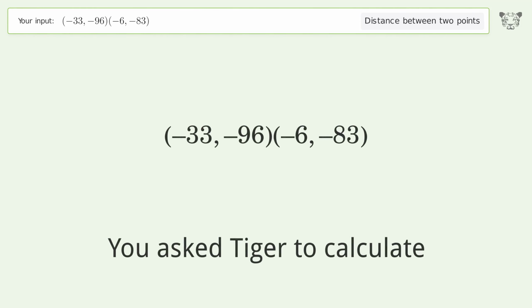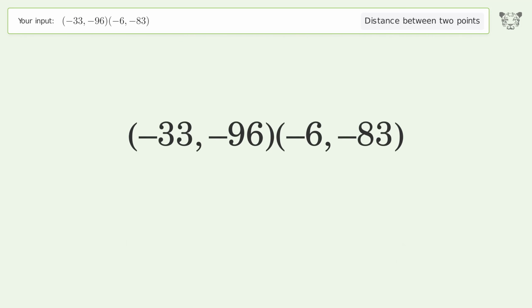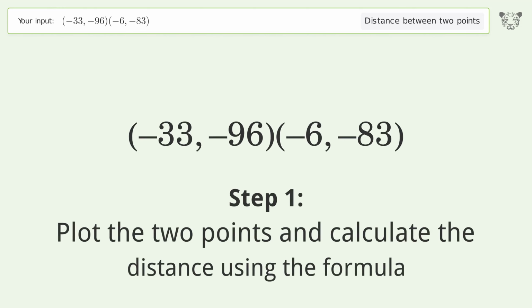You ask Tiger to calculate. This deals with the distance between 2 points. The distance between the 2 points is the square root of 898, or 29.967. Let's solve it step by step. Plot the 2 points and calculate the distance using the formula.